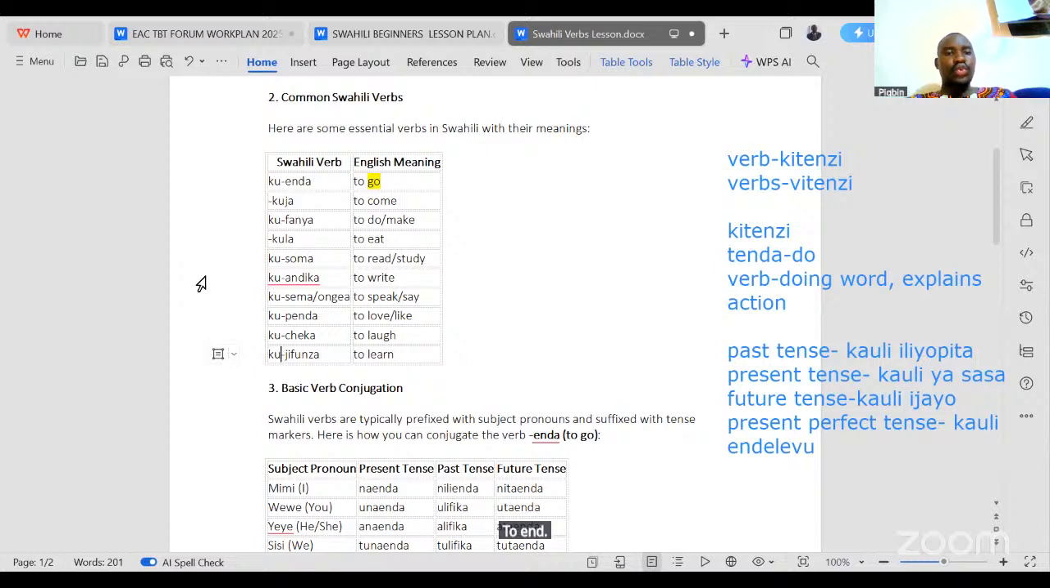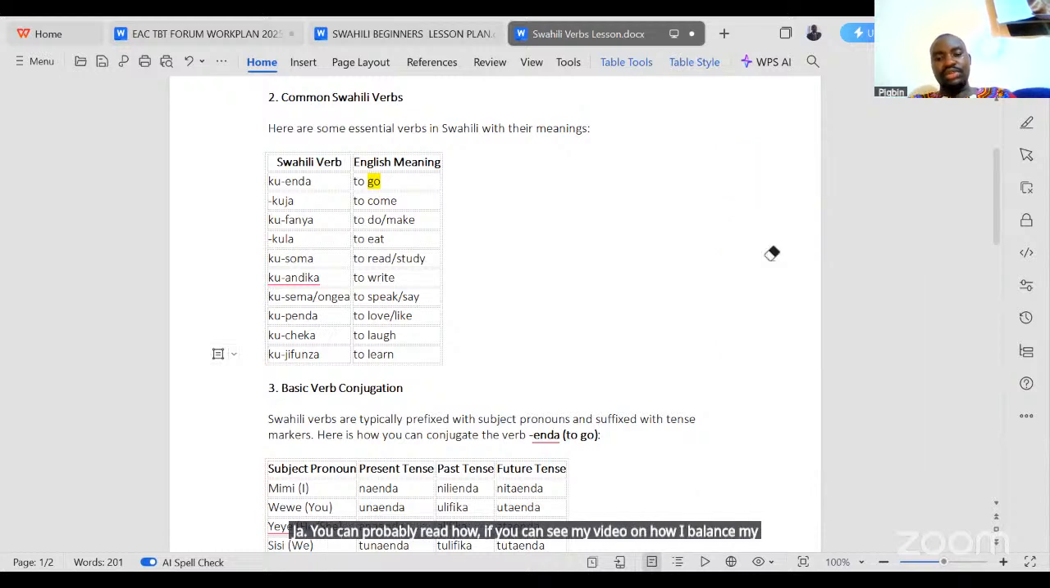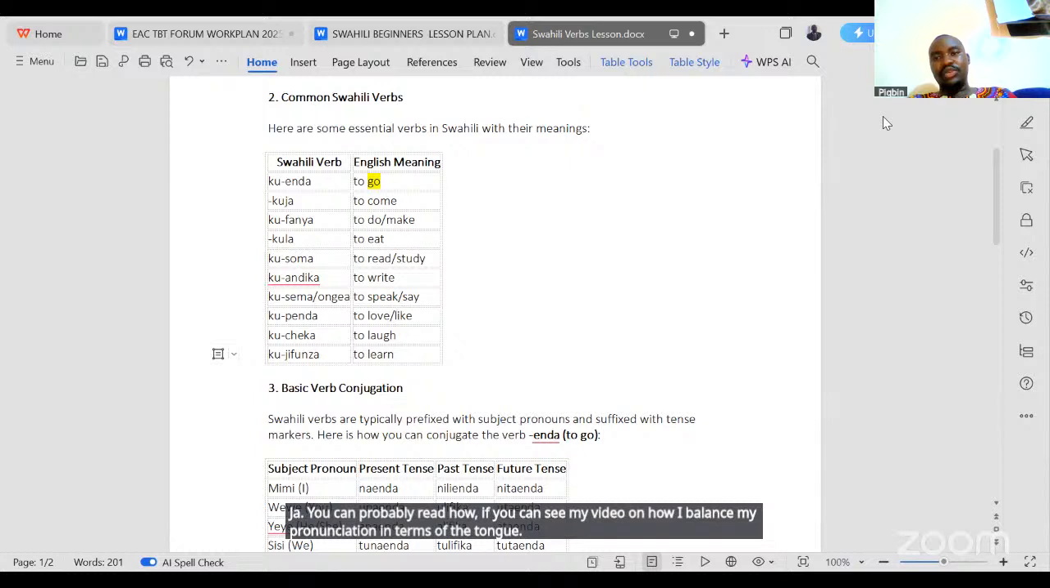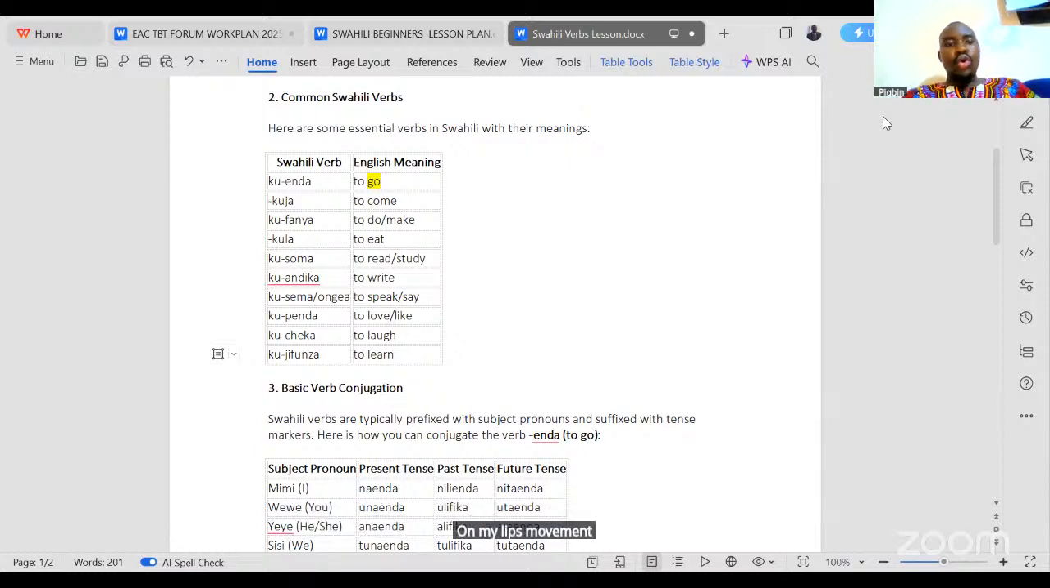The next word is kuja. Kuja. You can probably see my video, on how I balance my pronunciation in terms of the tongue and my lips movement. So I say kuja. Kuja, which means come.